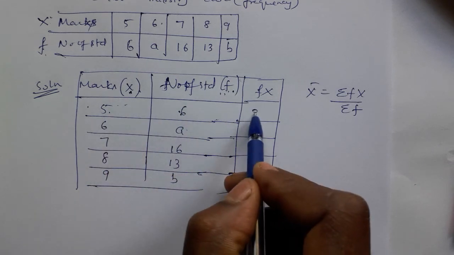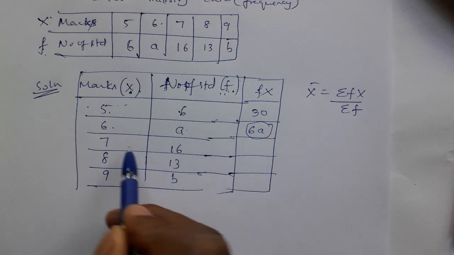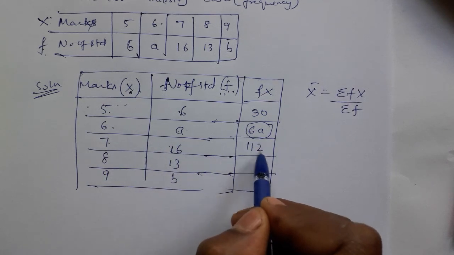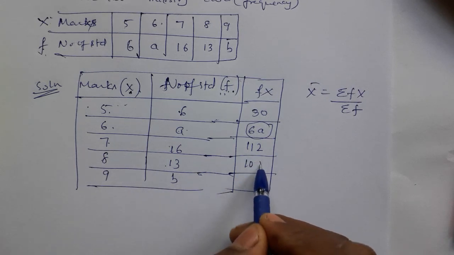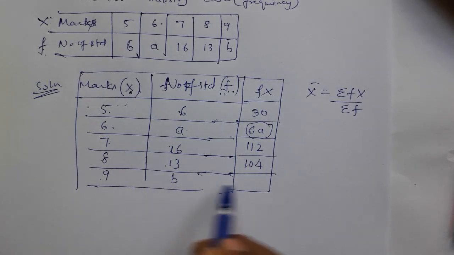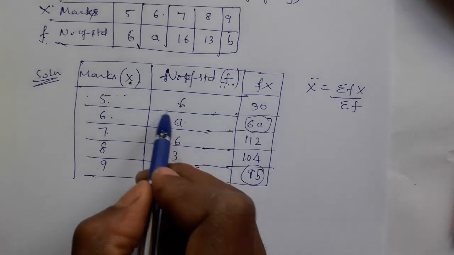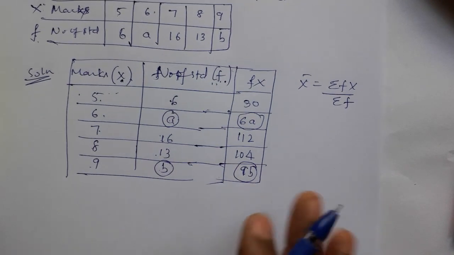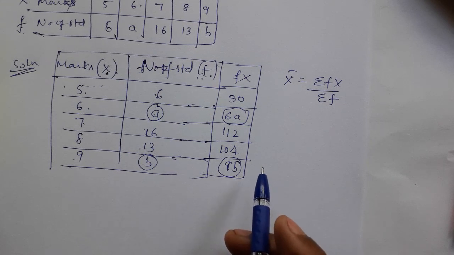Directly x is given and f is given, we will multiply. 5 into 6, 30. 6 into a, 6a, remember 6a is a variable. 7 into 16, 70 plus 42, it is 112. 8 and 13, 80 plus 24, it is 104. 9 into b, 9b. 9b is also a variable. Keep it in mind. Even this a is a variable. So where variables are there, you round them off to avoid mistakes in addition.